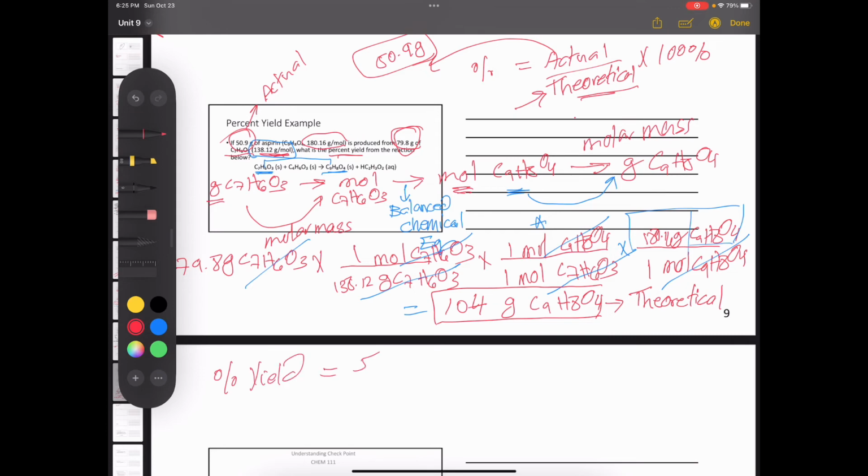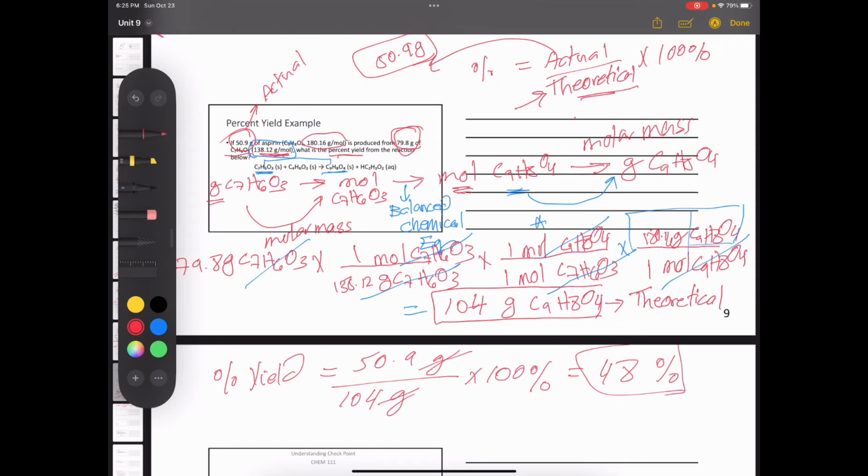Our actual 50.9 grams divided by 104 grams. So grams are going to cancel out with grams, times 100%. If you divide these two numbers on a calculator, the number is 48% yield. And I tell you, in a lab, if you get 48% or even 40% yield compared to your theoretical, this is considered success. Reactions generally don't go above 60 or 70% because of the reasons that I mentioned above. So 48%, that's definitely a success.